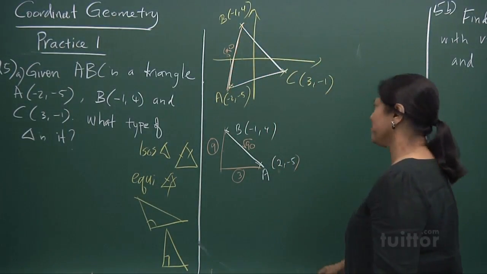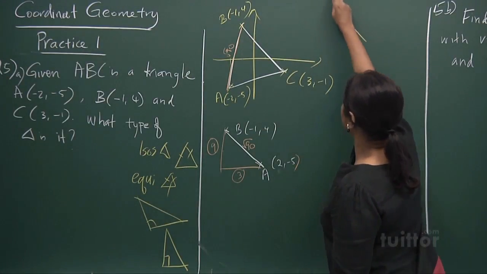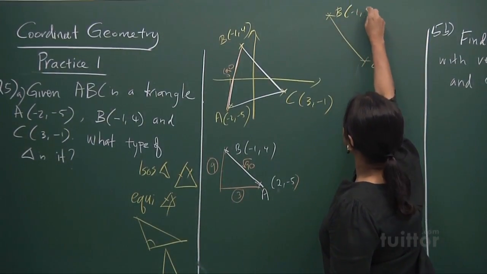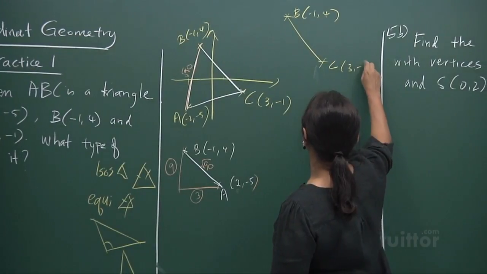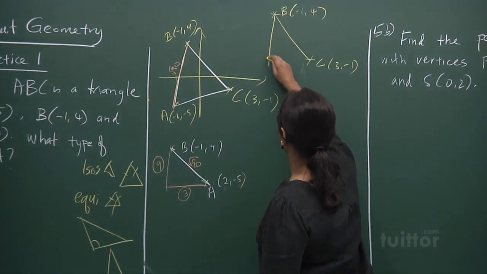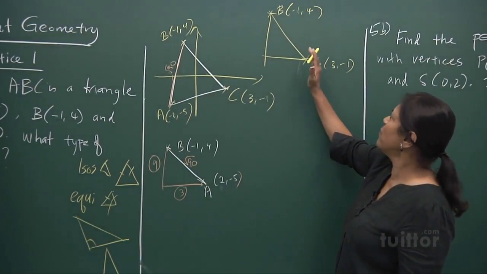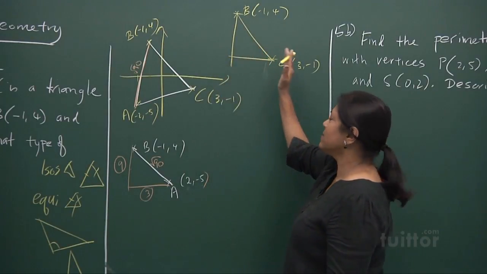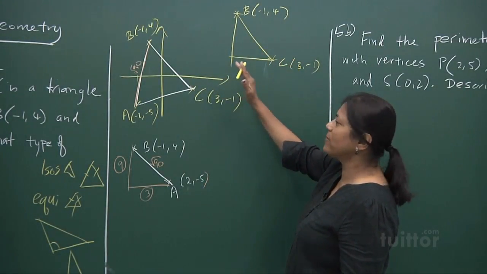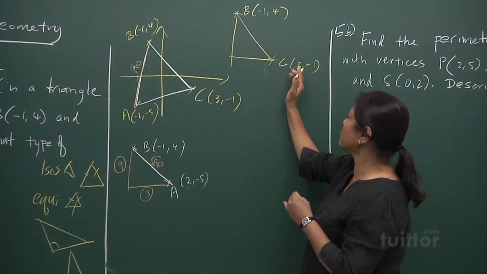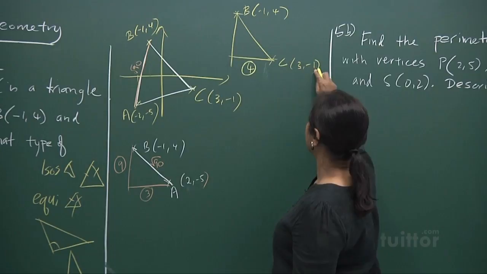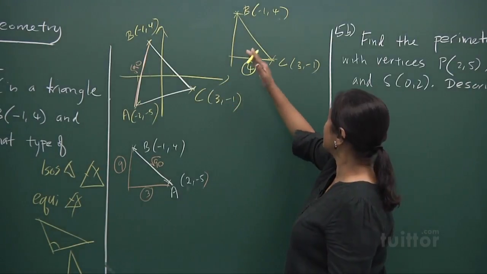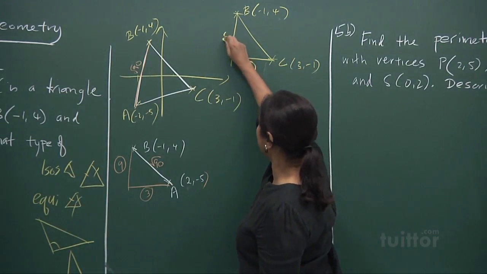Now we look at BC. We write BC down. B and C: you've got a minus 1 and a 4, and you get a 3 and a minus 1. Now draw the right angle. Minus 1 moving to 3. How many units is that? Minus 1 to 0 is 1 unit, and from 0 to 3 is 4 units. So that's 4. Minus 1 moving to 4: minus 1 to 0, 0 to 4, that's another 5 units.